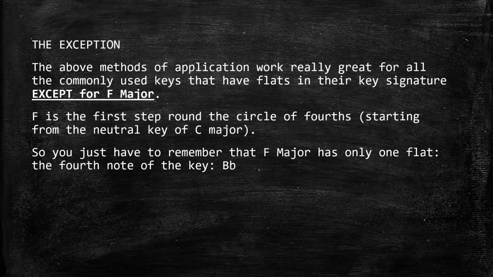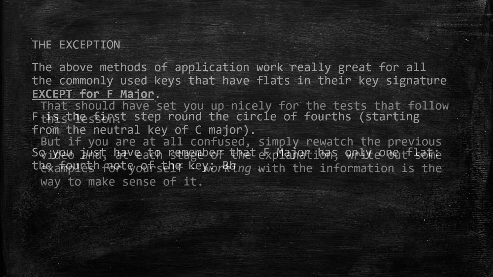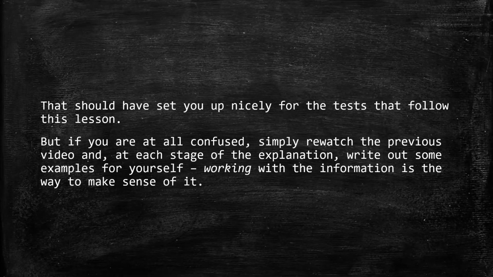The exception. The above methods of application work really great for all the commonly used keys that have flats in their key signature, except for F major. F is the first step round the circle of fourths, starting from the neutral key of C major. So you just have to remember that F major has only one flat, the fourth note of the key, B flat. That should have set you up nicely for the tests that follow this lesson.